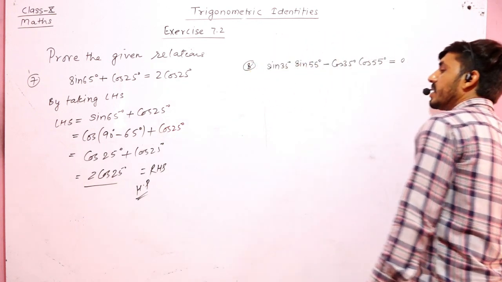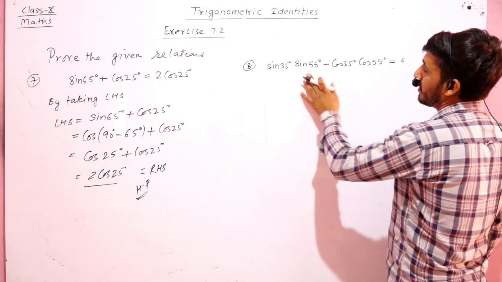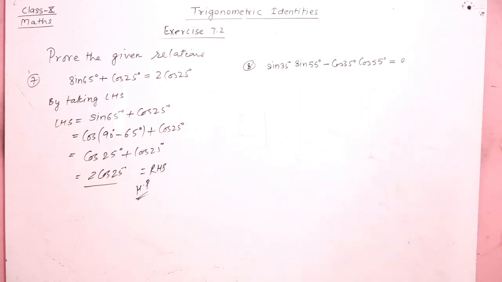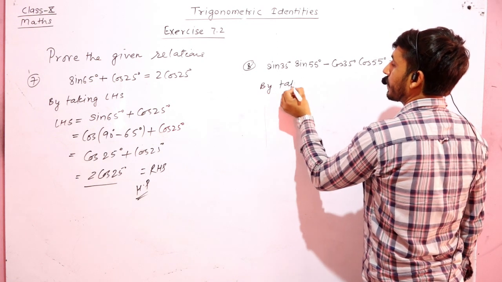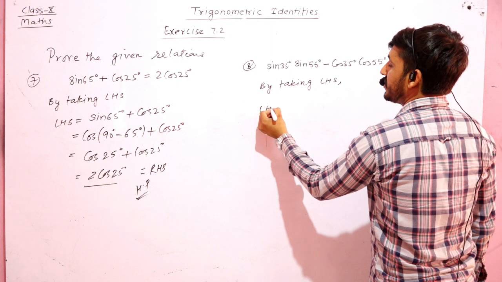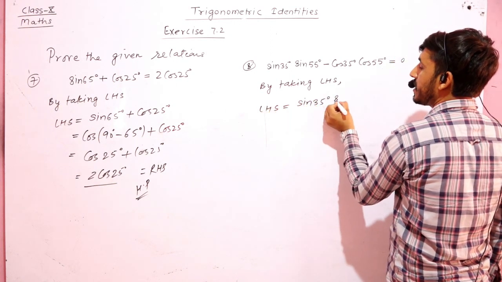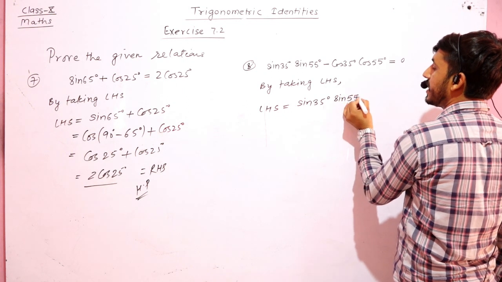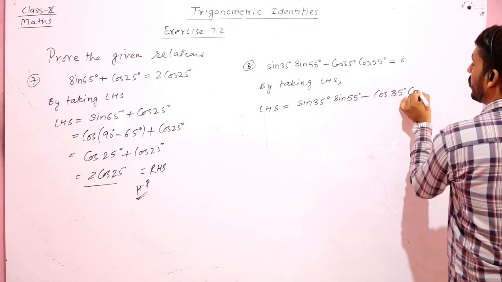The next question is given as sine 35 degree sine 55 degree minus cos 35 degree cos 55 degree, that is equal to 1. So by taking LHS, we have LHS given as sine 35 degree multiplied by sine 55 degree minus cos 35 degree and cos 55 degree.